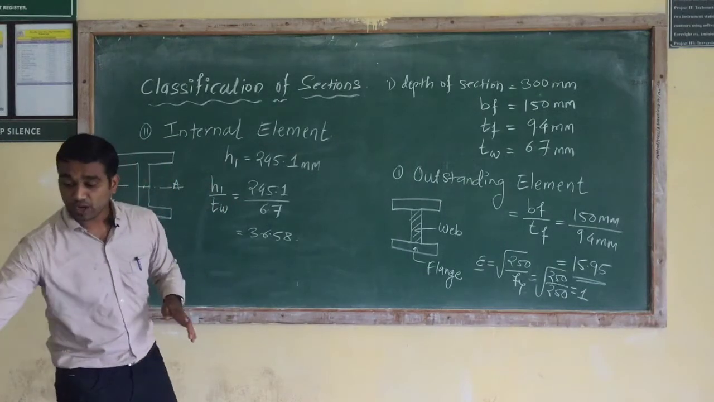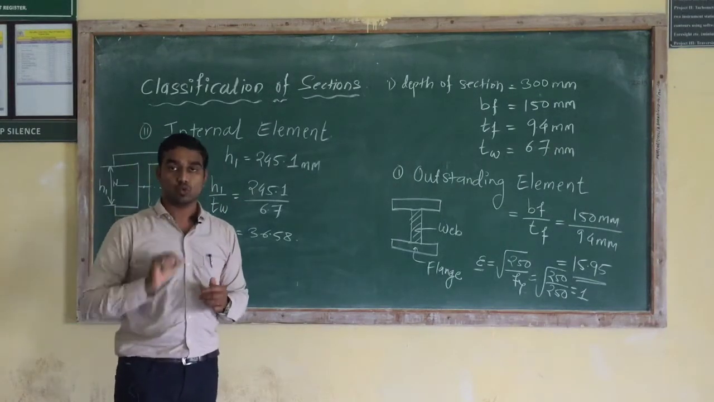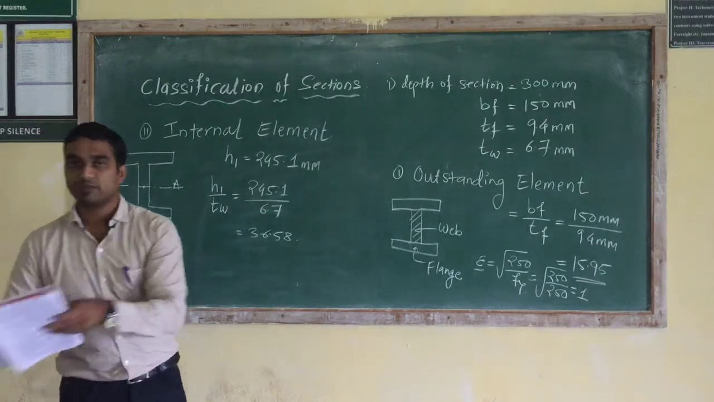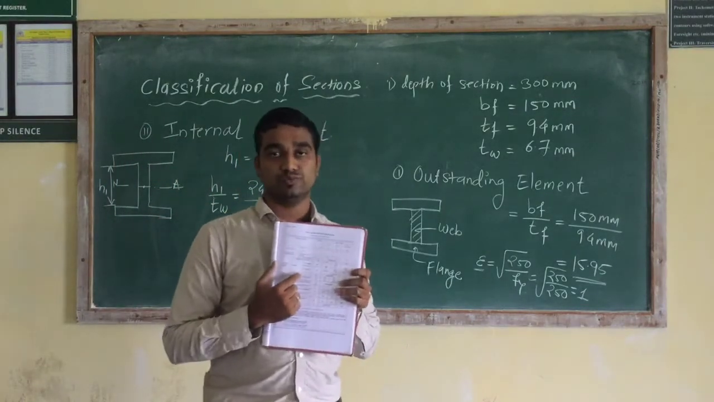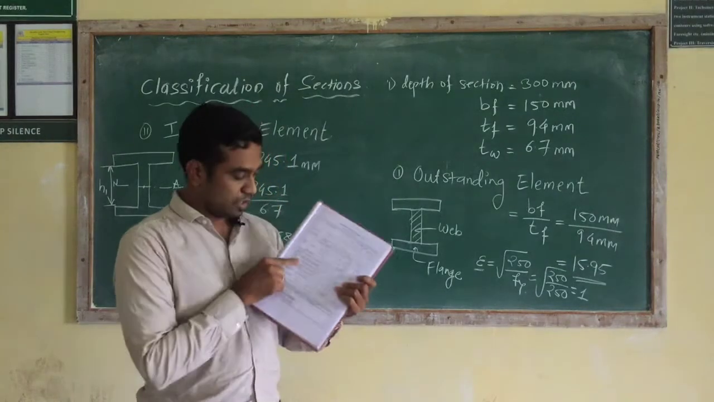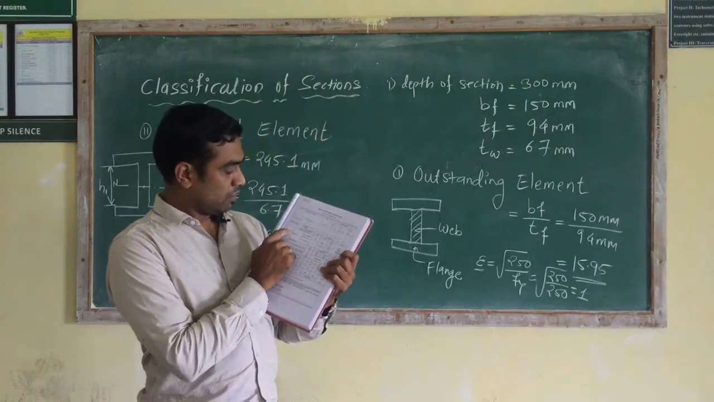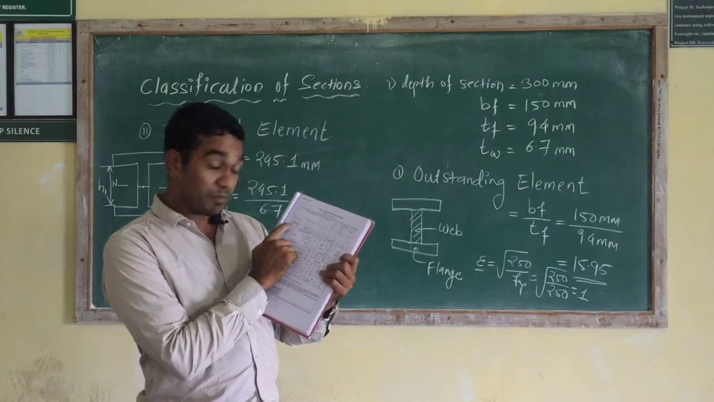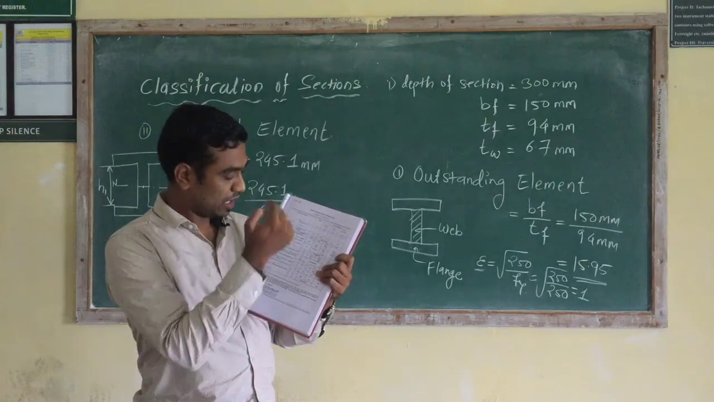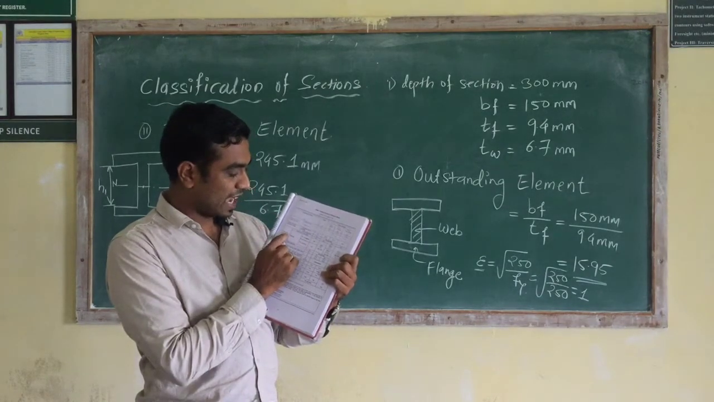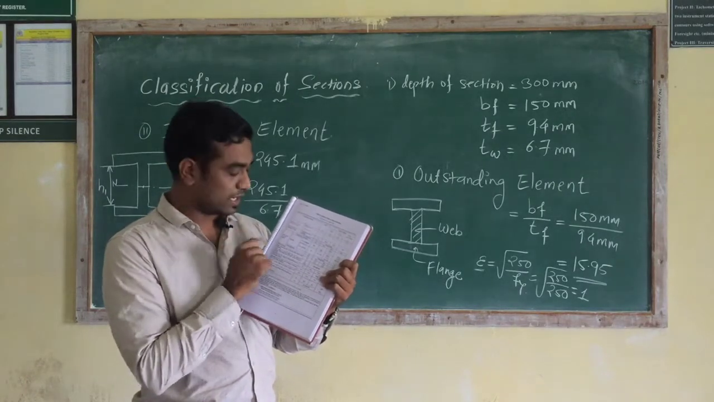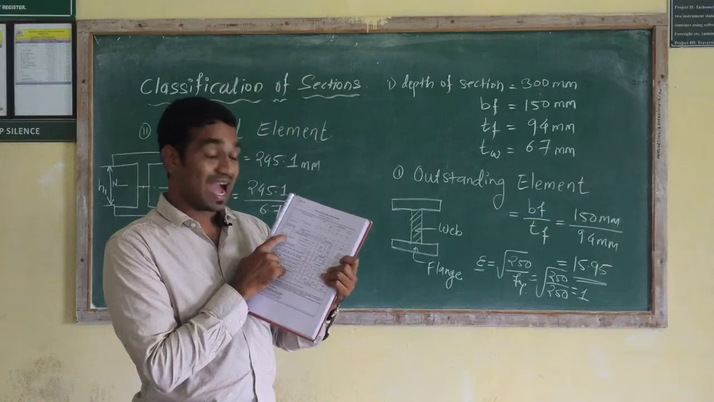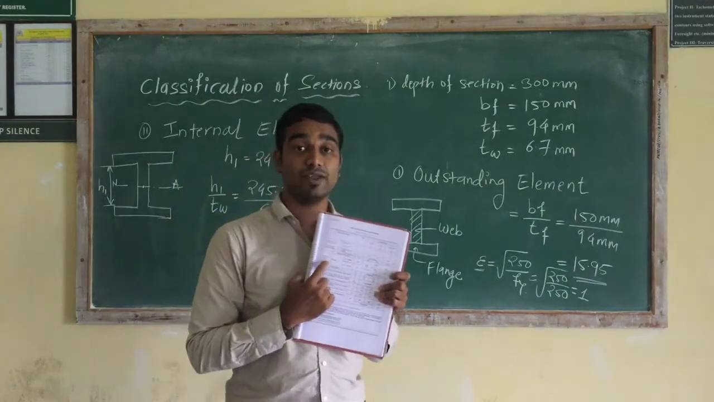Again you have to go to table number 2. Here we have to compare the value between the standard values. Here you have to go for internal element of the compression flange, second point is there, and third point is web of an I section, H section or box sections. Okay, here web of an I section. What is given? Web of an I section.